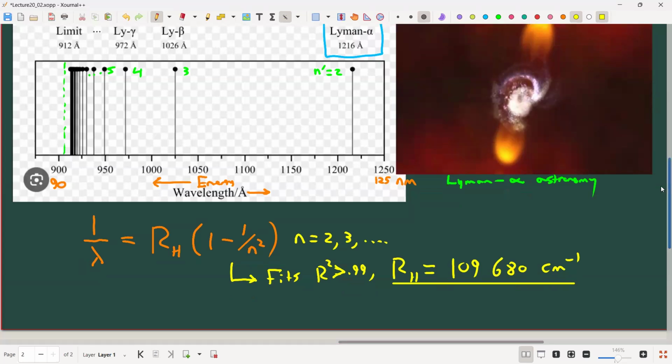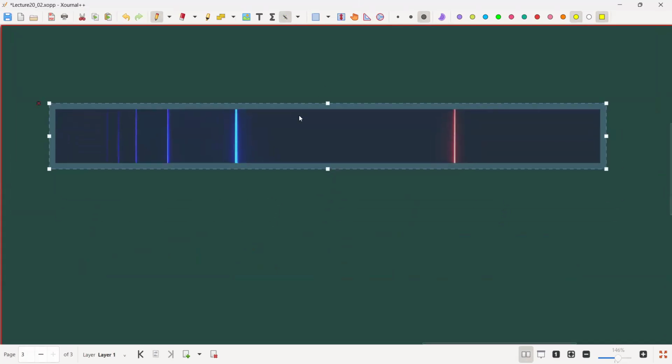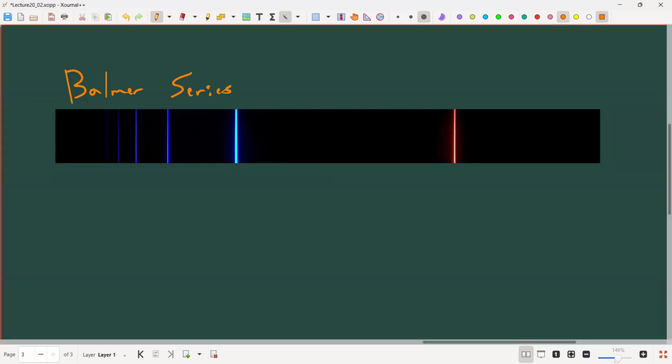So there's another guy named Balmer. I don't remember where Balmer is from off the top of my head, you'll have to forgive me. Balmer studied the visible emission spectrum of hydrogen, which we now call the Balmer series. So here's a visible picture of that spectrum. This is called the Balmer series.